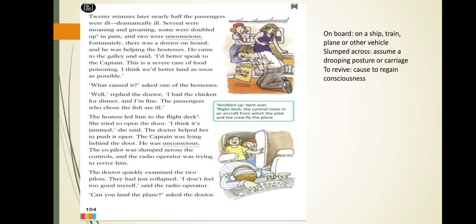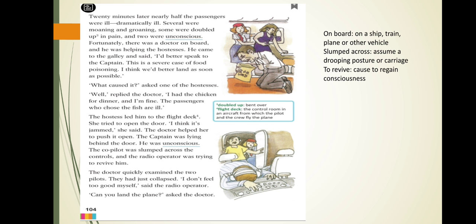Okay, so we understood from this passage that it was a case of food poisoning, because everything was actually fine, it was smooth. But after the dinner, the situation arose.